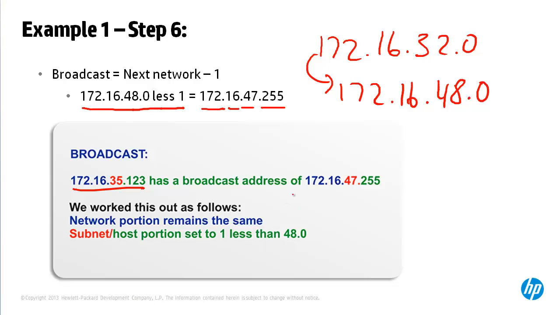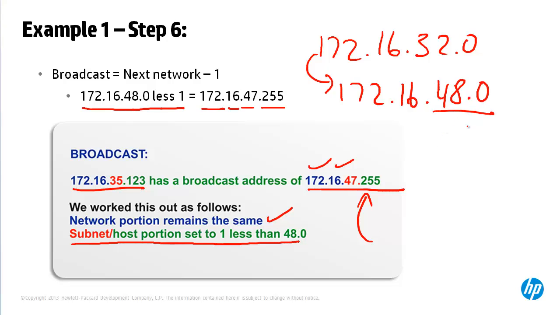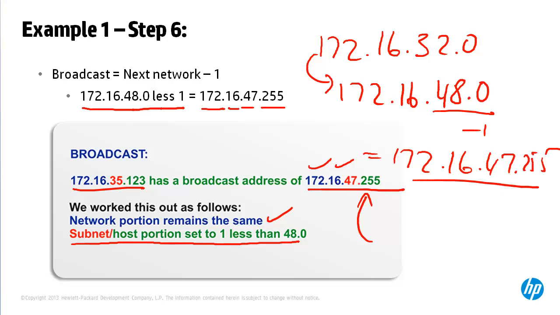So the broadcast address for our host, 172.16.35.123, is 172.16.47.255. To work that out, keep the network portion the same. The host subnet portion is equal to 1 less than the next network. Roll back the binary as if you're rolling back an odometer. So we've rolled back 48.0 minus 1 gives you 172.16.47.255. That's the broadcast address.